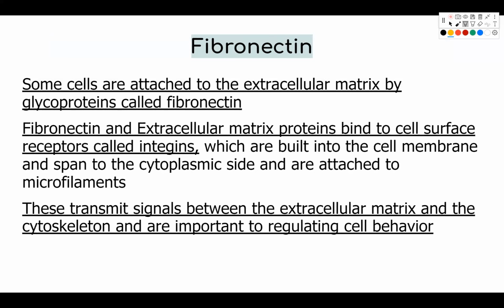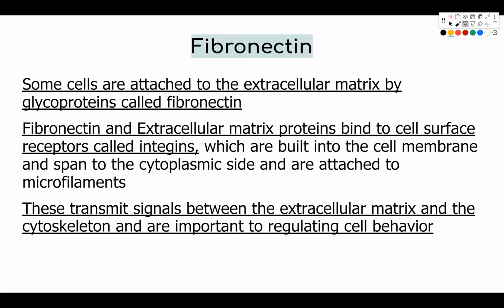All right. So there's also fibronectins. Fibronectin is another big ingredient in that extracellular matrix. And it is how our cells are attached to that extracellular matrix through these glycoproteins. Remember, glycoproteins are 5% protein and 95% carbohydrate. And what this does is it binds to cell surface receptors.